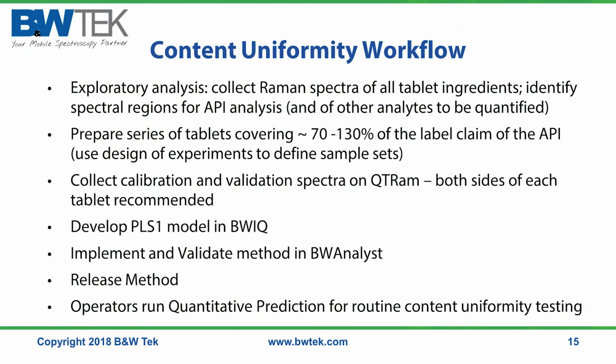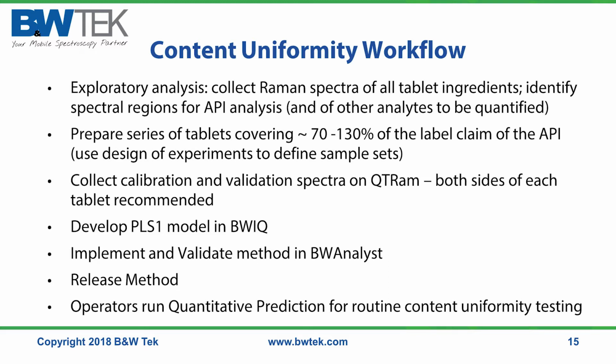A basic workflow for using Raman spectroscopy for content uniformity is that you first do some exploratory work and find out where your API peaks, or your active peaks, lie within an average spectrum of API and excipients. You prepare a calibration set of samples which go from basically 70% to 130% of your label claim, and then you collect separate validation spectra and validate this method.